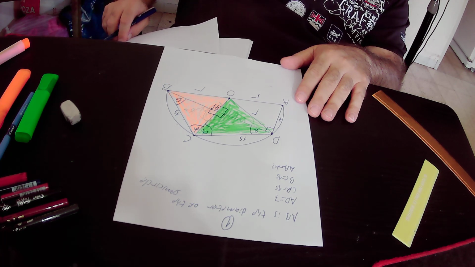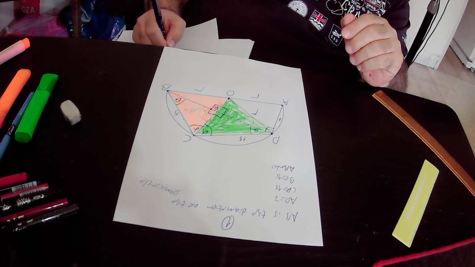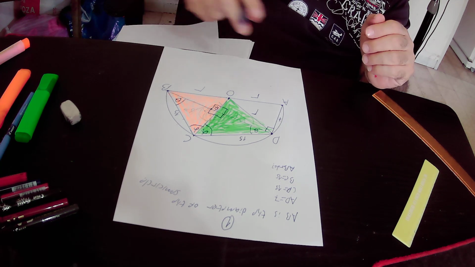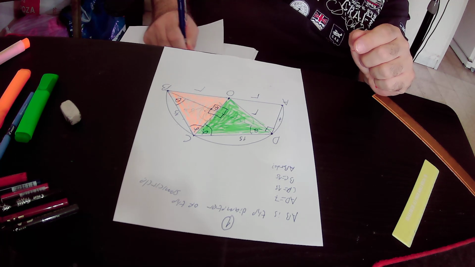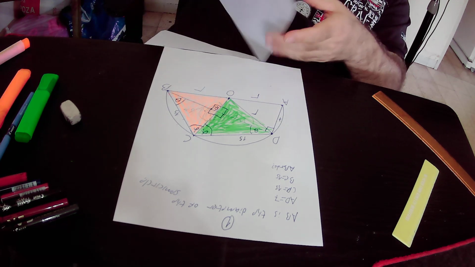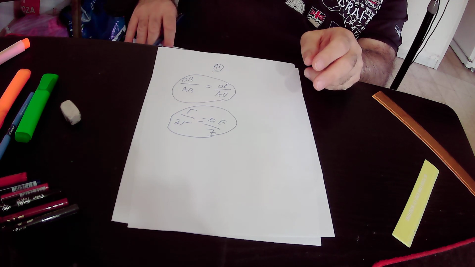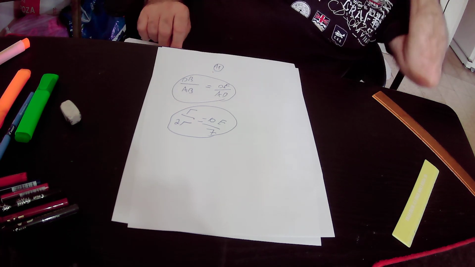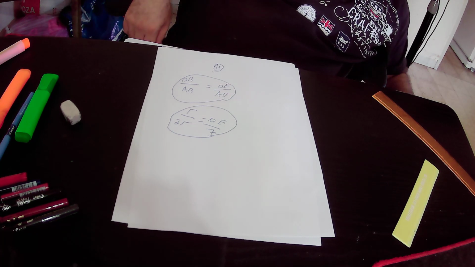So AB, as the diameter of the semicircle, equals 2 times the radius of the semicircle. It equals OE over AD. What is the value of AD? AD equals 7 units. So in total, we got this equality that R over 2R equals OE over 7.